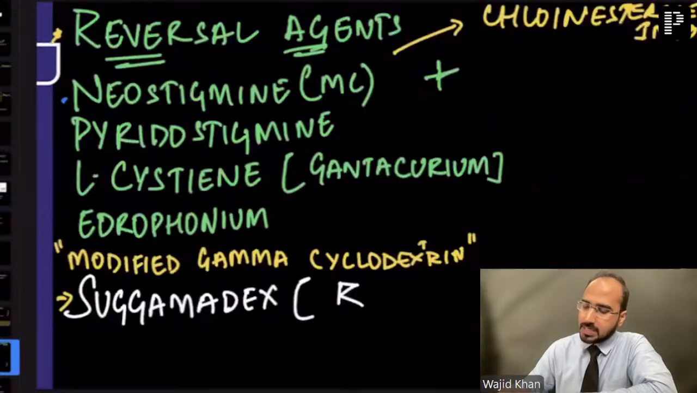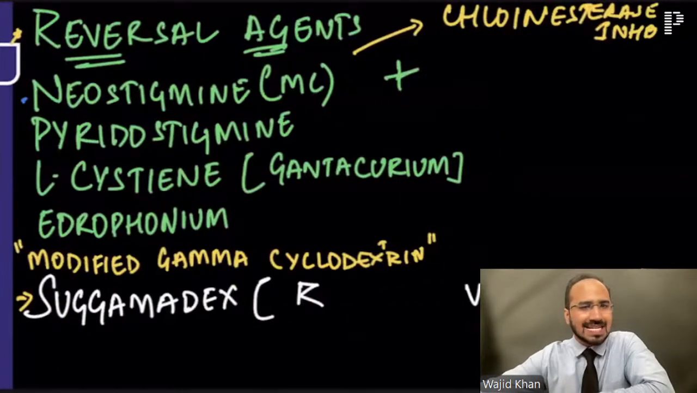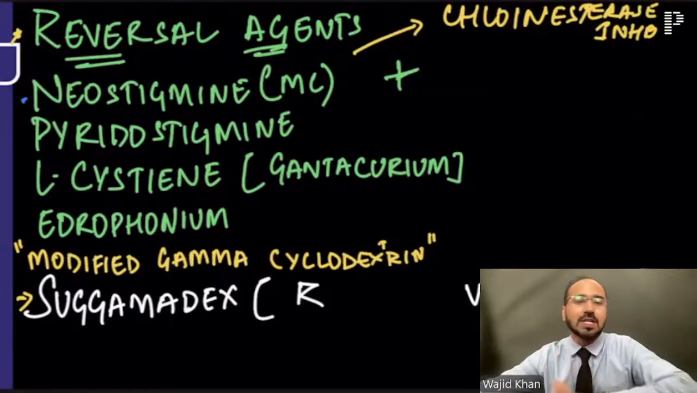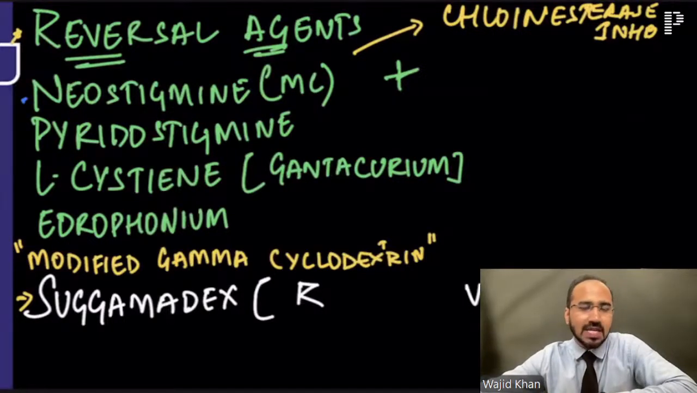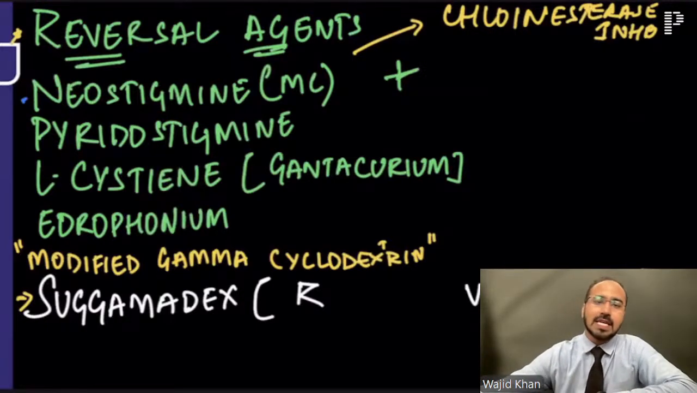Now, guys, look over here. Now you have given the muscle relaxant to the patient to relax the muscle. Now, in order to reverse the effect of muscle relaxants, you have to give reversal agents. You have to give reversal agents in general anesthesia, right? So what are the reversal agents? They are cholinesterase inhibitors and modified gamma cyclodextrins.